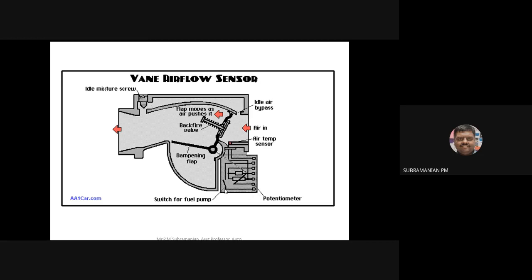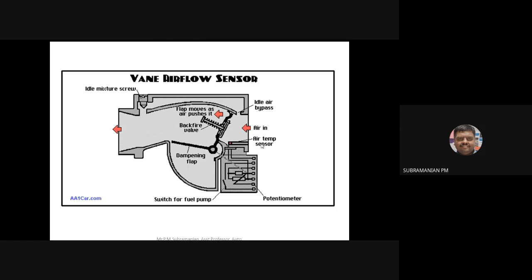Then another thing you can see, fuel pump. See what I have told, by sensing the airflow only, the fuel will be injected. Okay, so what will happen? I have to send the input of the airflow to the fuel pump. Based on the airflow, my fuel pump switch will be activated. That is, the flap has to move. Only then the switch for the fuel pump will be triggered or opened. Then only will I get the fuel, okay? When this flap is not moving, it is giving an indication that air is not entering. So I should not waste the fuel. So the switch for the fuel pump will be closed.